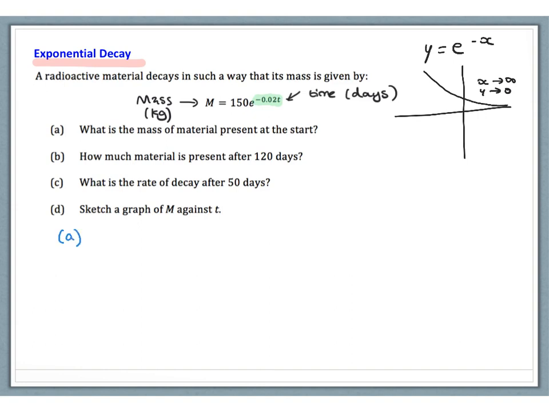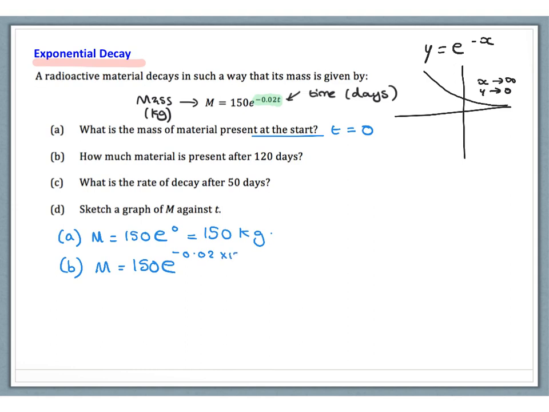Part A, what is the mass of material present at the start? This is when time is equal to 0. So m equals 150 e to the power of 0, which is 150 kilograms. Part B, how much material is present after 120 days? Well, let's substitute in 120. So m equals 150 e to the power of negative 0.02 multiplied by 120. Let's work this out. And this is equal to 13.6076, etc., 13.6 kilograms to 3 significant figures.